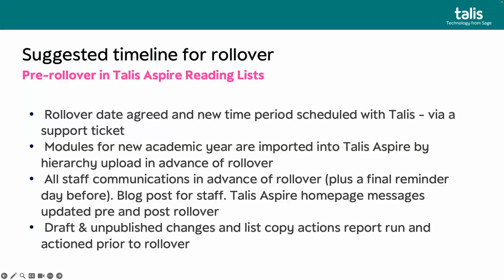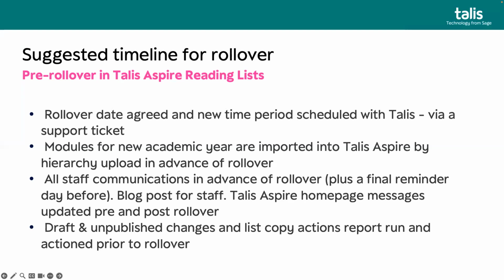What Worcester also do is import their modules for the new academic year into Talis Aspire, into the hierarchy, in advance of the rollover. It's a good idea to do this if you have access to the data, but we know that not every institution does. And bear in mind that the hierarchy doesn't have any sort of concept of a time period, so you can do this after if you don't immediately have that information to hand. Essentially, they are making sure their hierarchy is in place as well, so that when lists are rolled over, that's going to be accurate for the new year as well. But if you do it just after the rollover or before teaching starts, that should be fine as well.